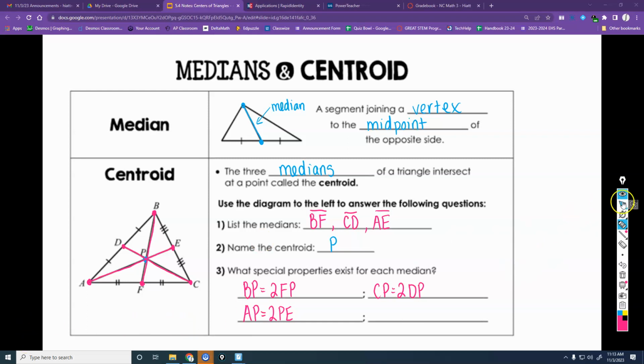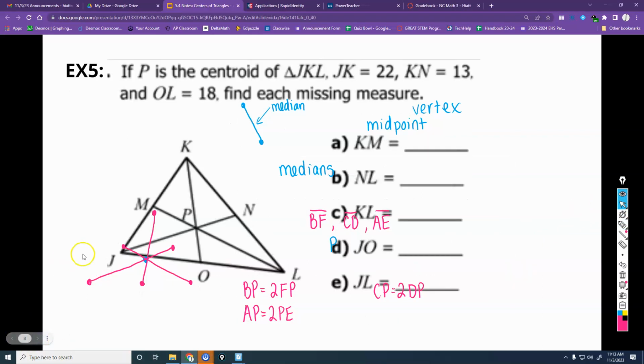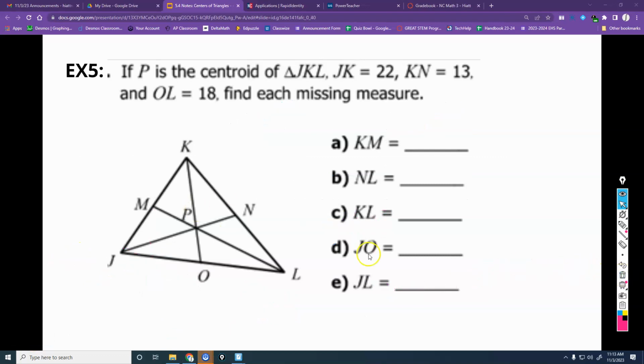Alright, let's do a problem or two with this. So this is our centroid right here, which means this piece is congruent to this piece is congruent to this piece is congruent to this piece, because much like the perpendicular bisectors, the medians also cut those sides in half. They're just not perpendicular. So it tells us JK, this whole side right here, is 22. That would mean JM would be 11 and MK would be 11.